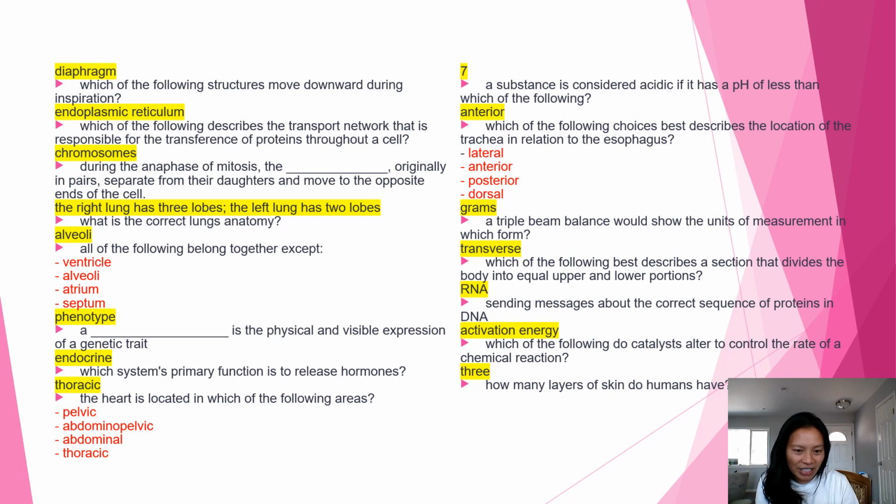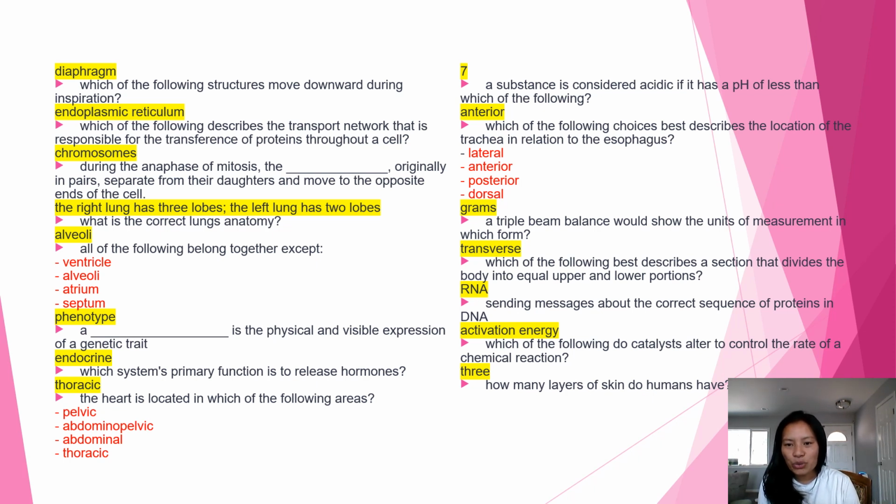The heart is located in which of the following areas? It's the thoracic or the chest cavity. Is it in the pelvic, abdominal, or thoracic? So as we know, the heart is inside the thoracic cavity. Again, a substance is considered acidic if it has a pH of less than which of the following? I guess they didn't put the choices in here, but a substance is considered acidic if it has a pH of less than 7.